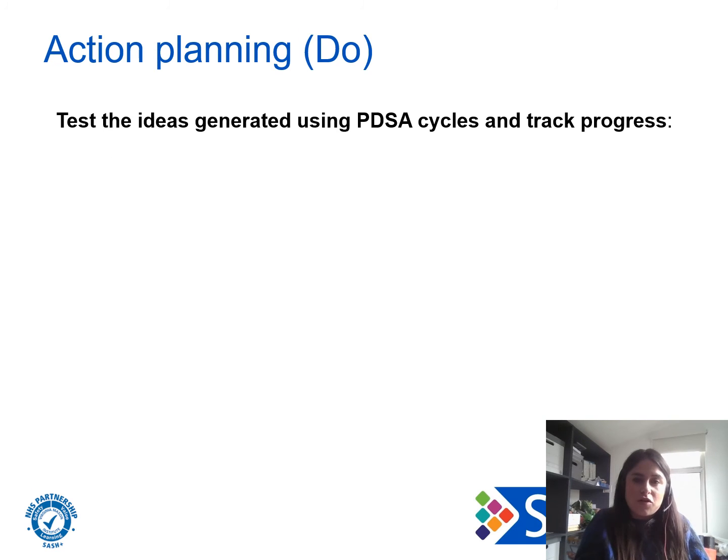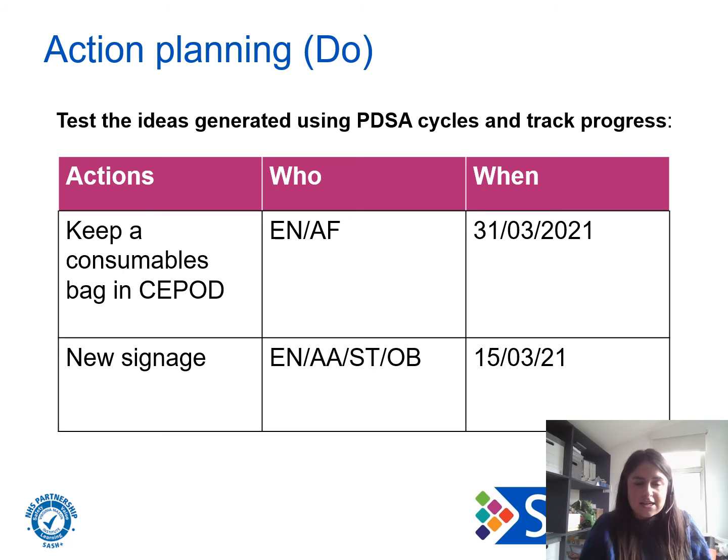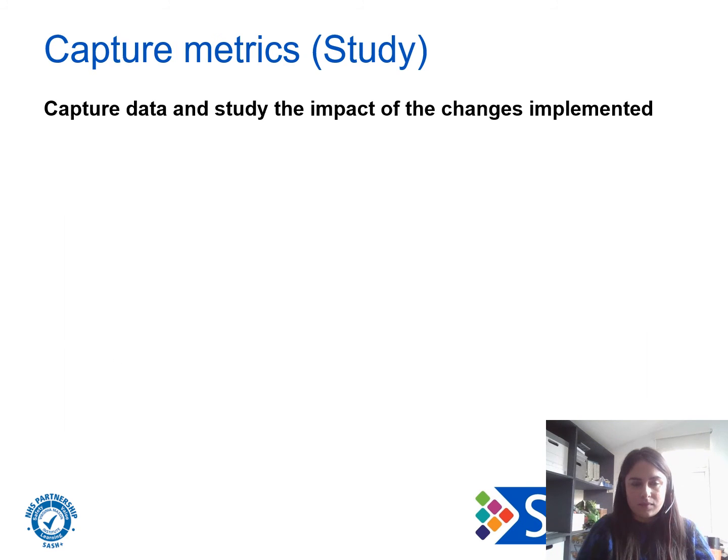So you're moving into your PDSA cycles now, where we test the planned ideas and track actions. So for this particular example, there are 2 actions that need to take place. The first one is keep a consumables bag in CPOD, and the next one is new signage. You can see that these actions have been assigned to people, and there's also an expected completion date for when these actions should be completed.